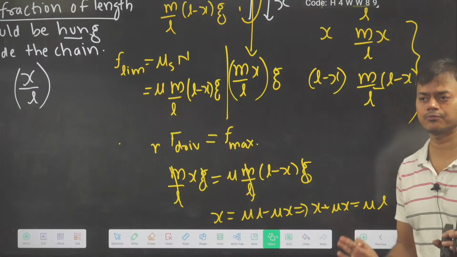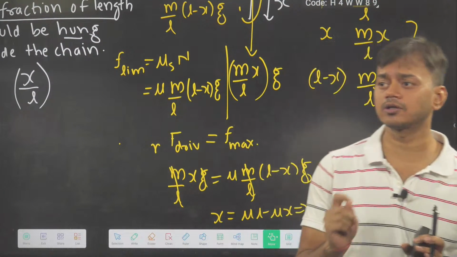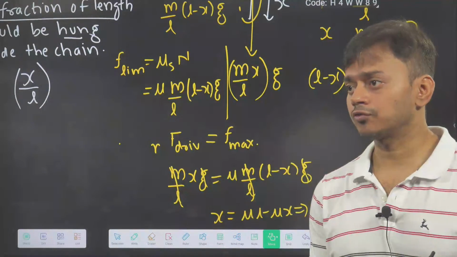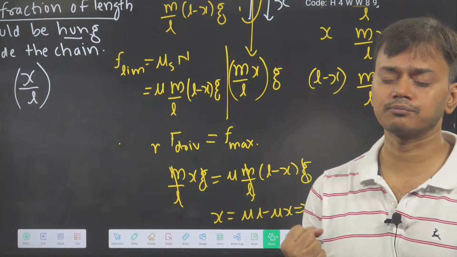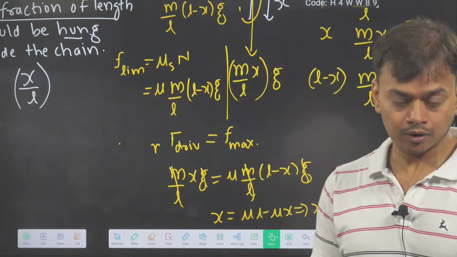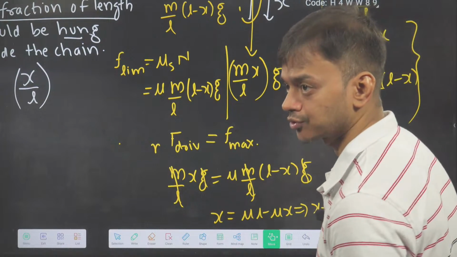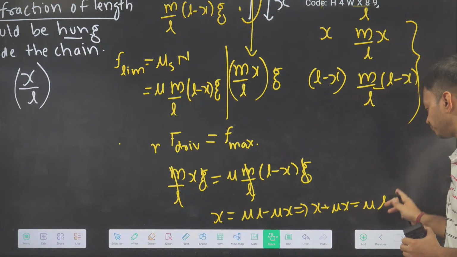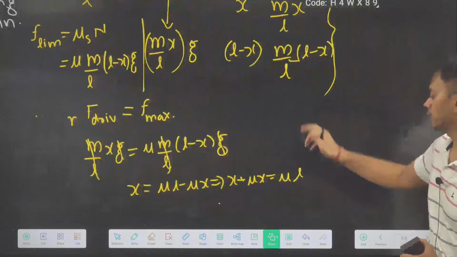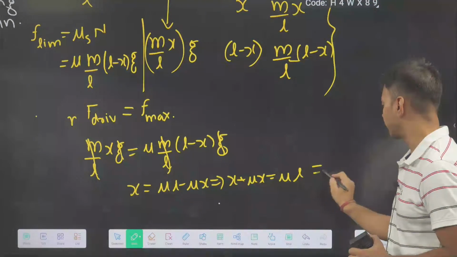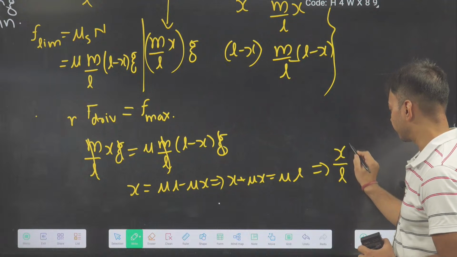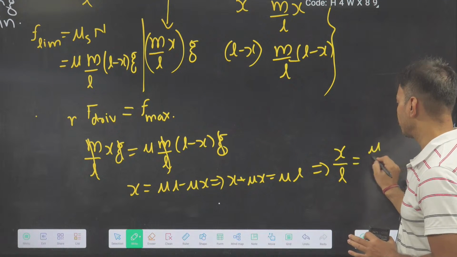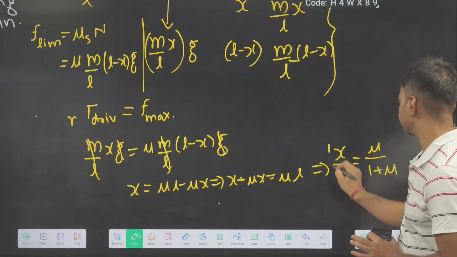Just a single concept we are using time and again: if I want some object to move, then first of all I should have a driving force. That driving force must be able to completely balance the maximum opposing force. And here in this case, the maximum opposing force is the limiting static friction. I think you have copied, and you can remember that x by L, the maximum fraction that can hang, is mu upon 1 plus mu.